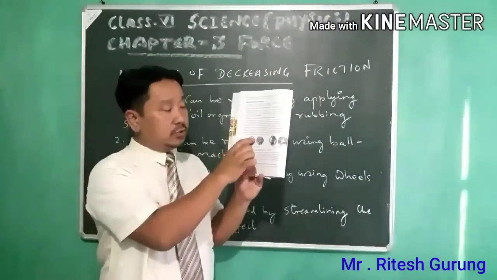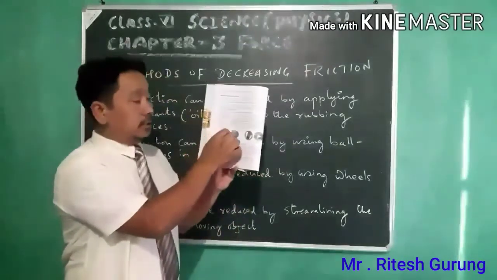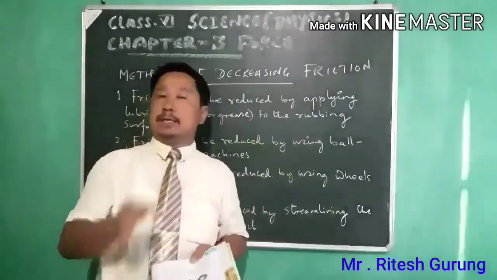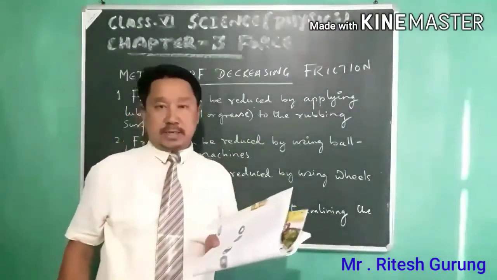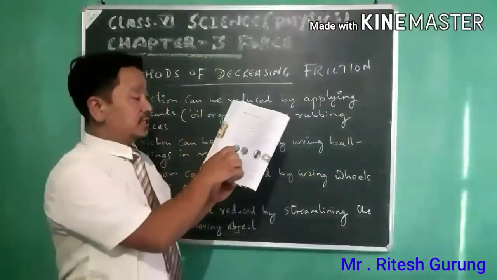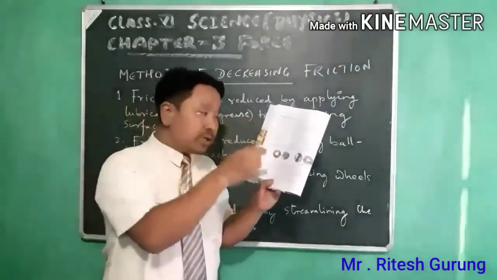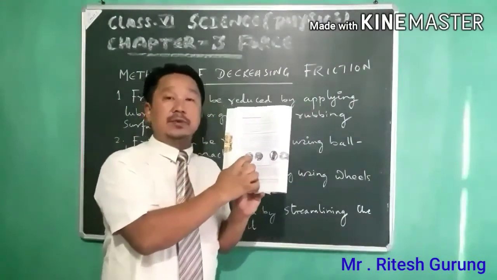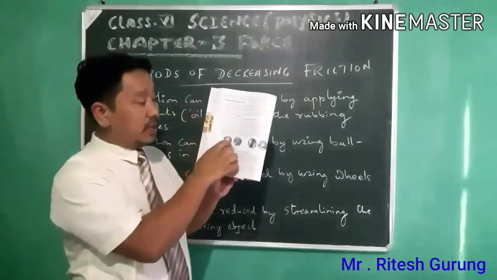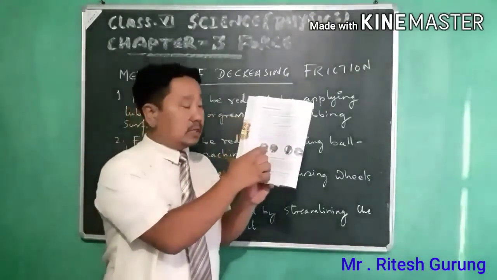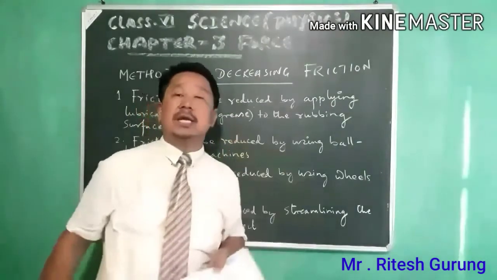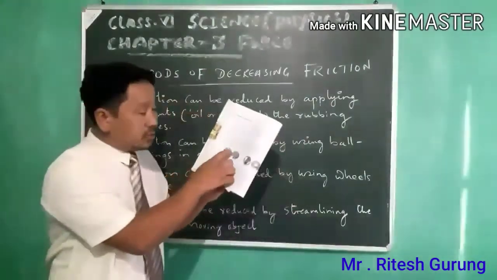In between these two metal rings, there are many steel balls. When it rotates, a lot of friction is formed in between. So in order to reduce this friction, many metal balls, steel balls, are used in between, so that when it rotates, there is less friction.